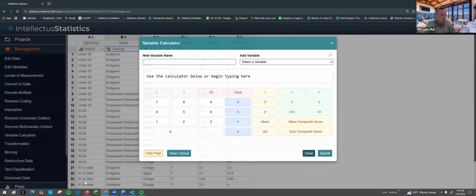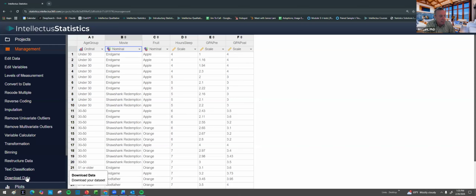So variable calculator is one thing. Certainly downloading your data. After you can create composite scores, for example, or average scores, you want that data in a CSV. Our servers are all backed up, but I like to have things on my desktop as well, a little old-fashioned that way.